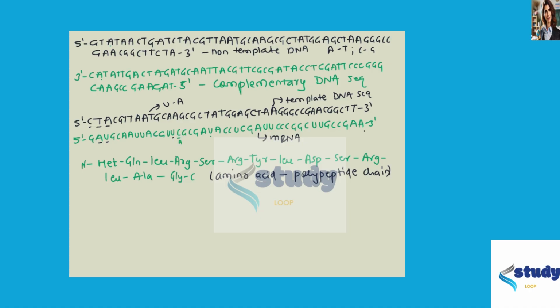So the mutated template strand would be, here you can see UAG is there over here and this C has been mutated, that is a point mutation. Now this does not code for any amino acid, but it will stop the process of translation.